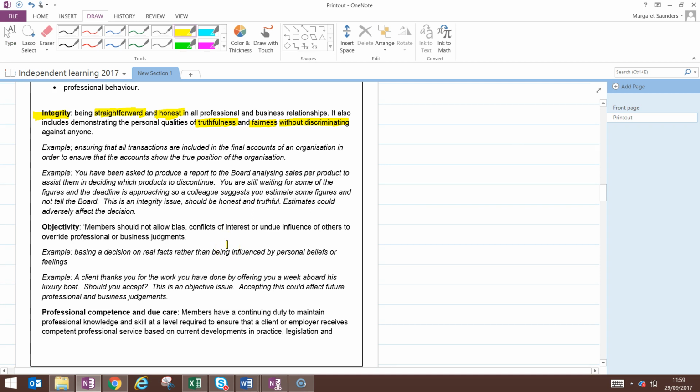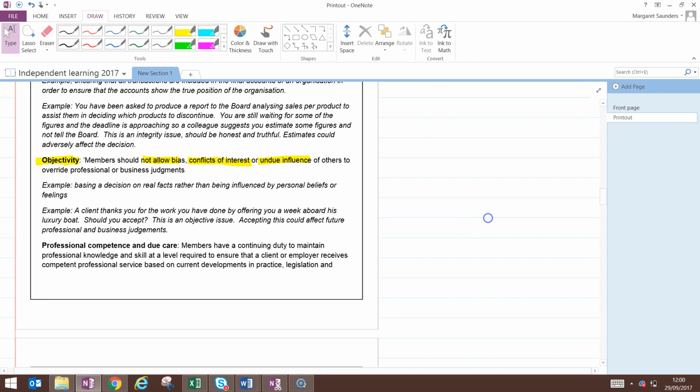So the second principle is objectivity. So you should not allow bias, conflict of interest, or undue influence to affect any decisions you make. And again, this is easier to understand with an example. So here in this example we have a client who thanks you for the work you have done by offering you a week aboard his luxury boat. Should you accept?